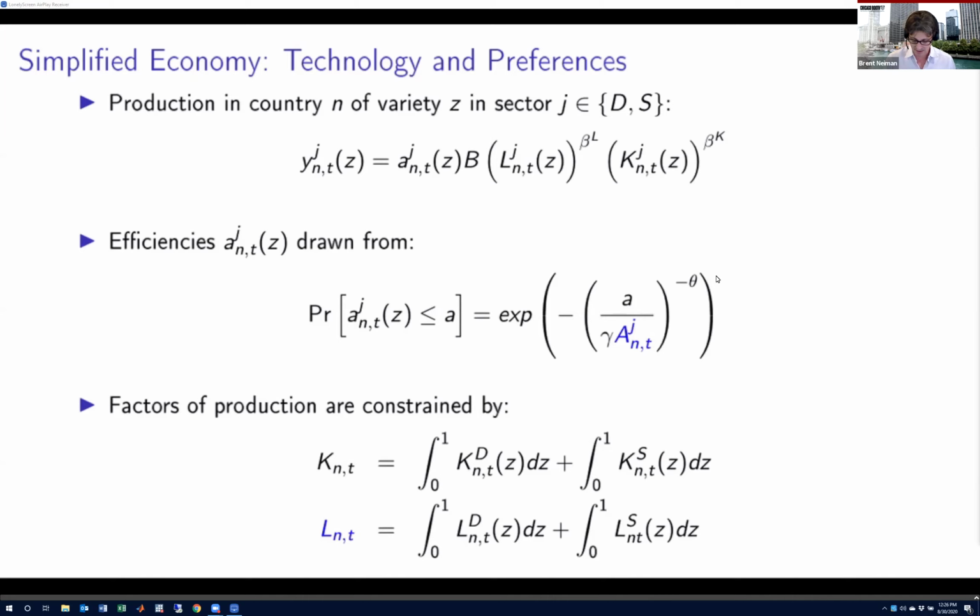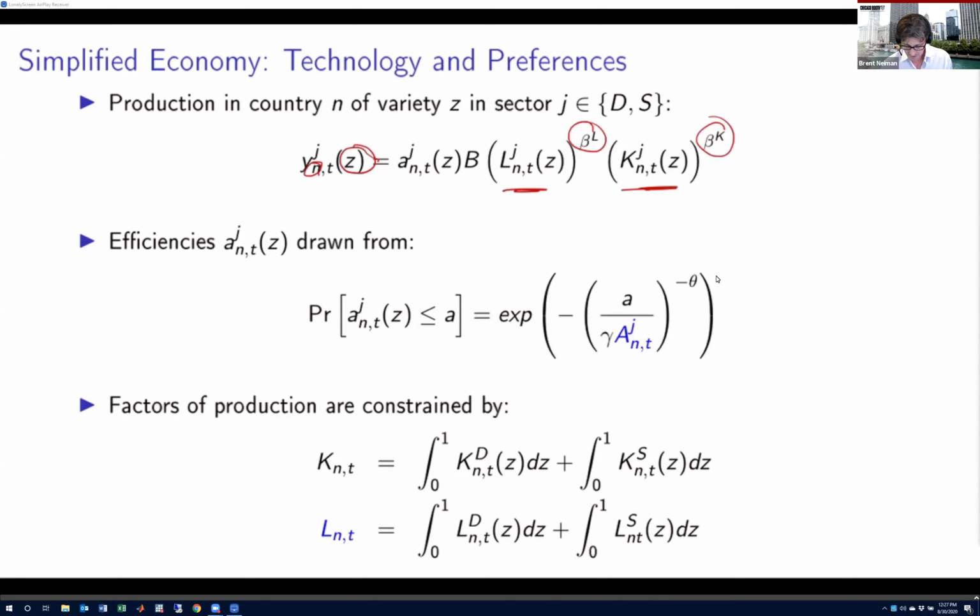Production is going to be Cobb-Douglas. So countries produce a variety Z in country N at time T using a Cobb-Douglas aggregation of labor and capital. Again, you can tell in this simplified example, the coefficients on labor and capital are homogenized just to make it simple to present. But in the full-blown approach in the paper, each sector and country would have its own specific capital share and labor share. And in fact, here you see there's no materials, but in the full-blown paper, there would also be some intermediate input share, which itself would have a sector and country specific output elasticity.